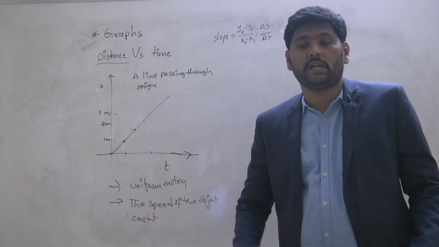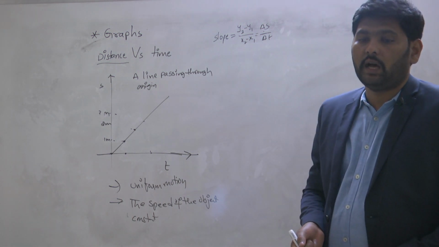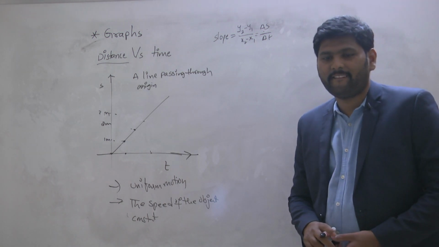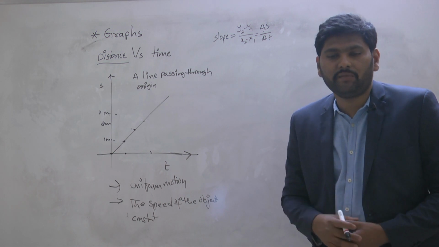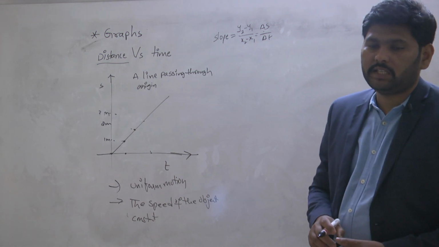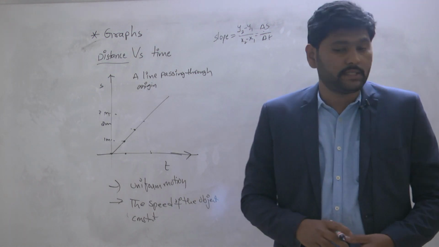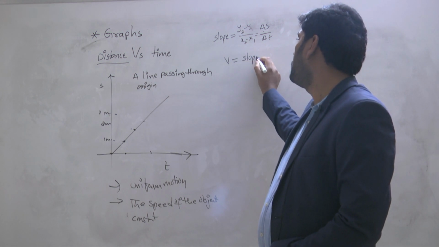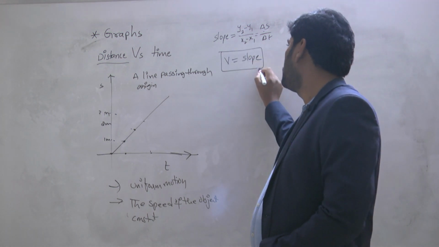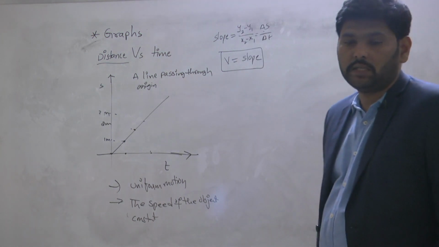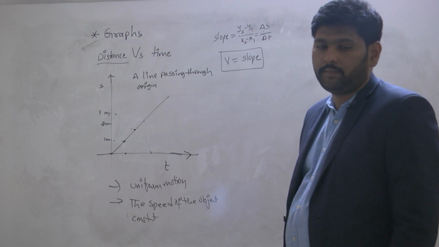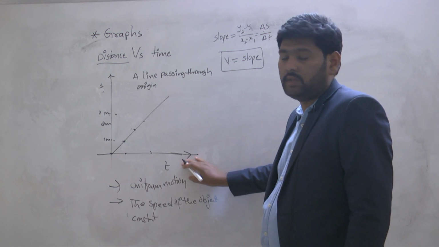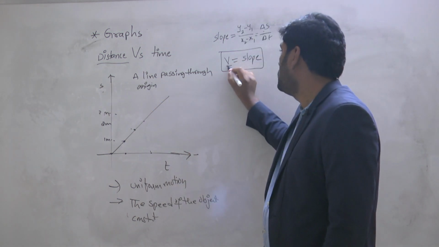The rate of change in distance is also called, what is the name of the quantity? The rate of change in displacement or distance is also called speed. Your slope represents what? Speed. Simply, the slope of the distance versus time graph will give the speed of the object.